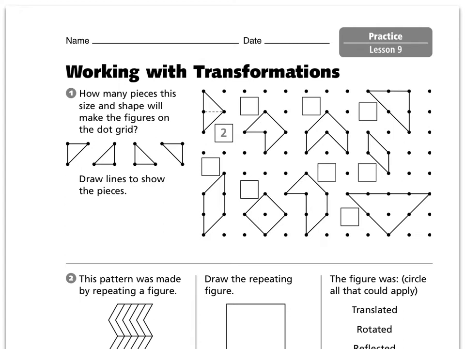So the first shape is a giant triangle, but how many little triangles made the giant one? 2. Let's move on to this shape and draw your lines in. And I have 3 triangles. Keep drawing your lines in. I have 1, 2, 3, 4 triangles. Use this method in order to figure out the rest of the different shapes.